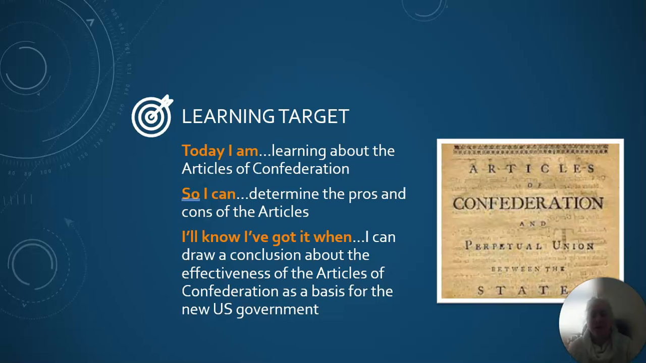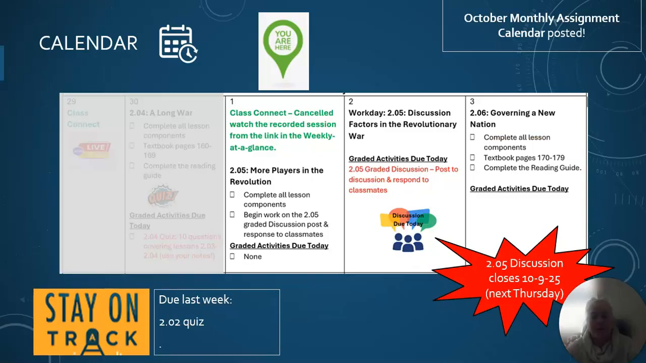So your learning target today is to learn about the Articles of Confederation, determine pros and cons so that you can draw some conclusions about the effectiveness of the Articles of Confederation as the basis for the new U.S. government. Before we do that, a quick look at the calendar.